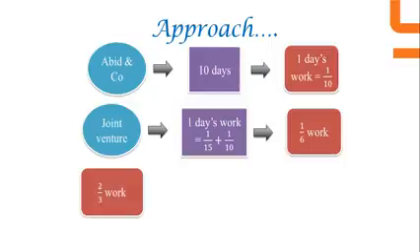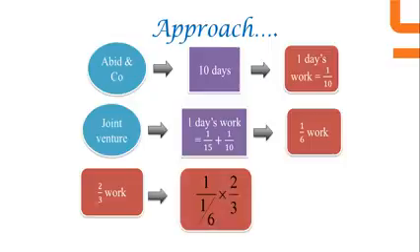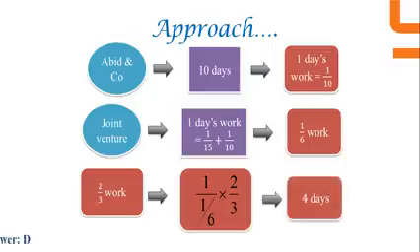Just apply the basic unitary method. That is, for 1 by 6 work, 1 day is required. Therefore, for 2 by 3 work, 1 divided by 1 by 6 into 2 by 3. That is, 4 days are required. So, the answer is option D, 4 days.